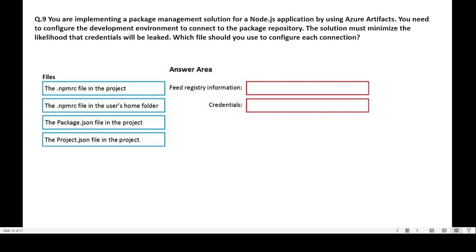So they want to know where we will store the feed registry information and where we will store the credentials. So they have given the files: the .npmrc file in the project, the .npmrc file in the user's home folder, the package.json file in the project, and the project.json file in the project. Okay, so let's check the answer.